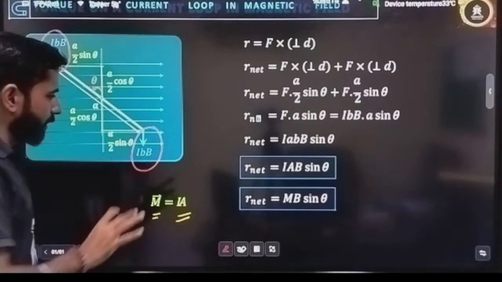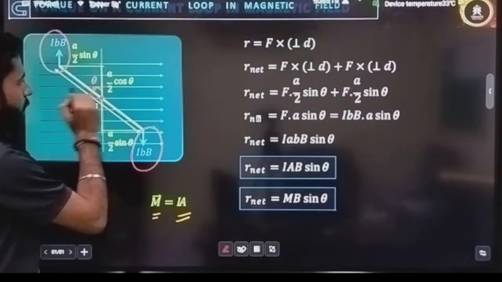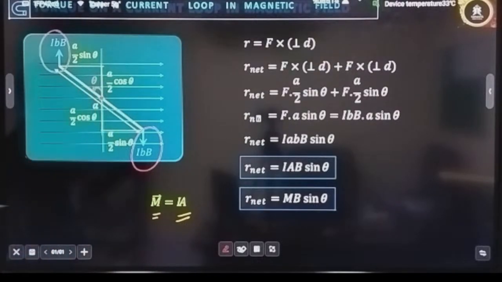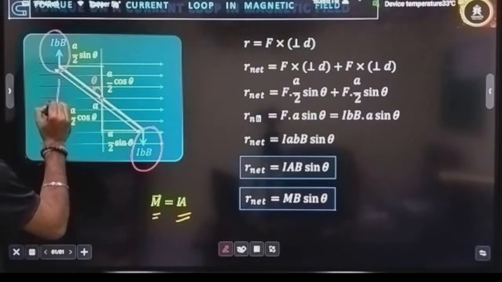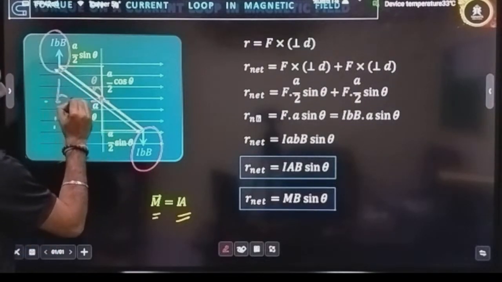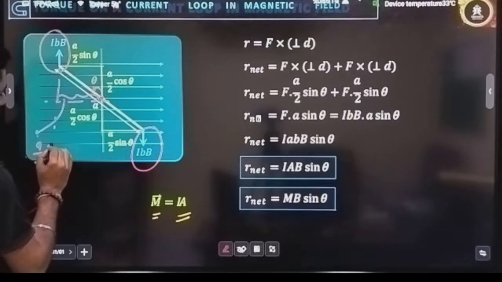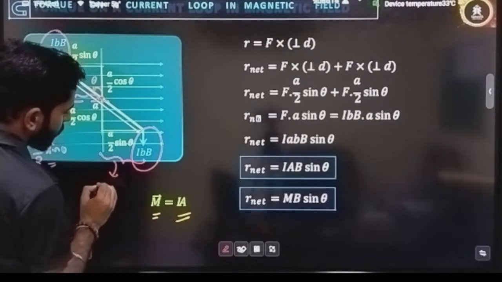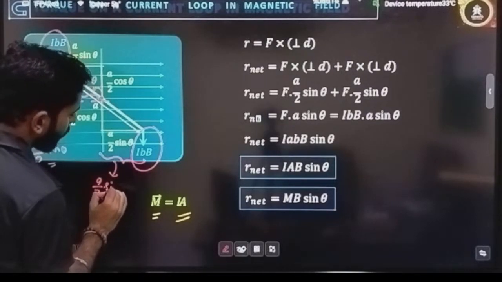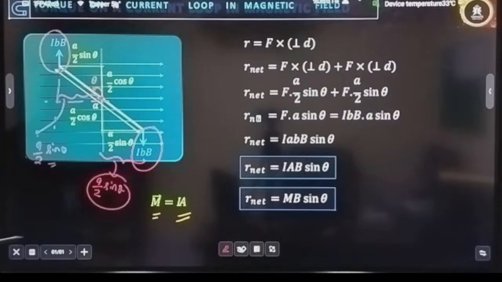And what is the length? Here it is taken as B. Now from the hinge point, if I am asking you, tell me what will be the net force, how you calculate? You always calculate the line of action of force into the perpendicular distance. What is this perpendicular distance, students? This perpendicular distance is nothing but A by 2 sin theta. Here also it is A by 2 sin theta. Correct? Both the perpendicular distances are A by 2 sin theta.